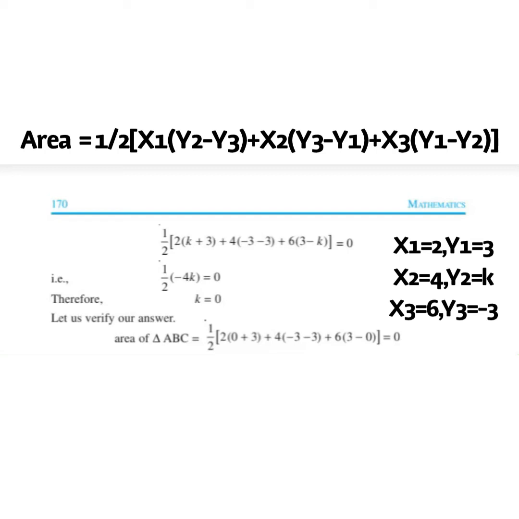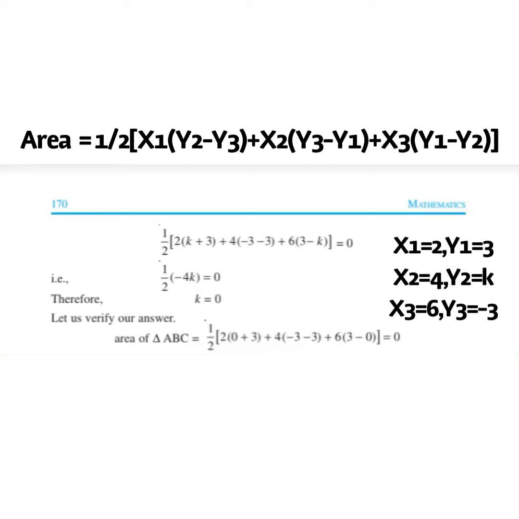So now we will substitute all this in the formula of the area of a triangle. Area of triangle is equal to half into x1 into (y2 minus y3) plus x2 into (y3 minus y1) plus x3 into (y1 minus y2). On substituting, we get area is equal to half into [2 into (k plus 3) plus 4 into (minus 3 minus 3) plus 6 into (3 minus k)] is equal to 0. That is half into minus 4k is equal to 0, which means that k is equal to 0.